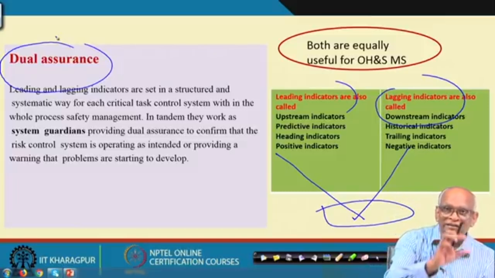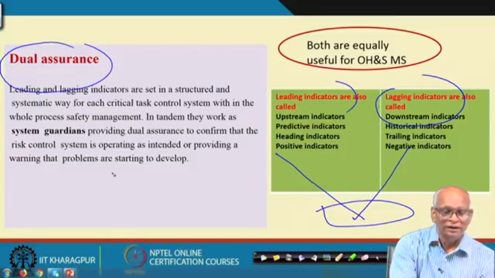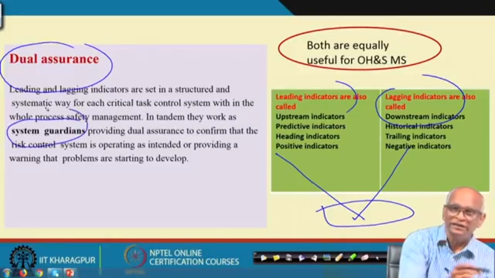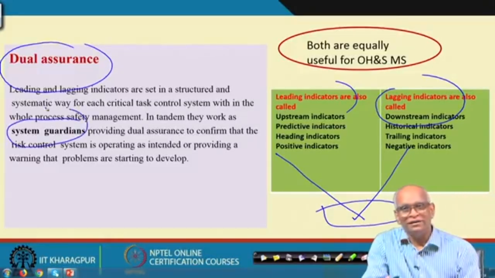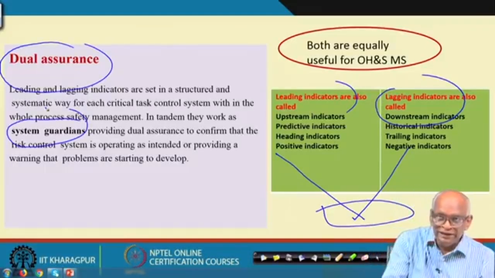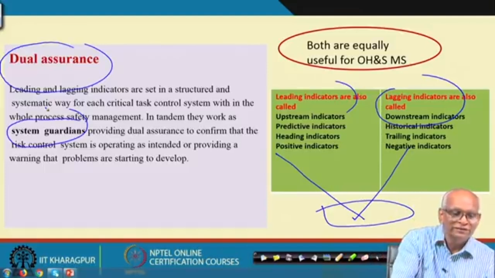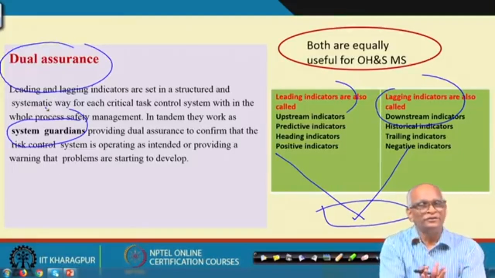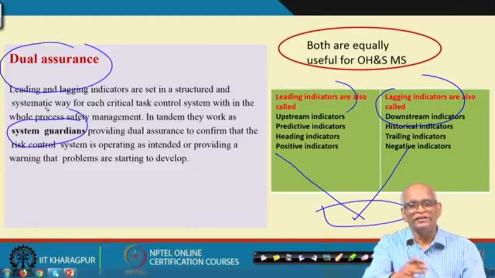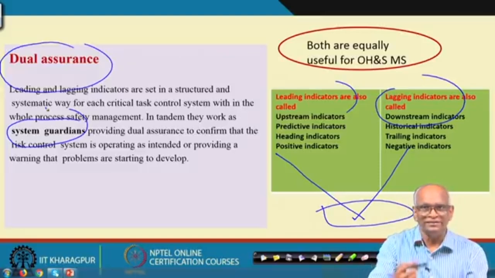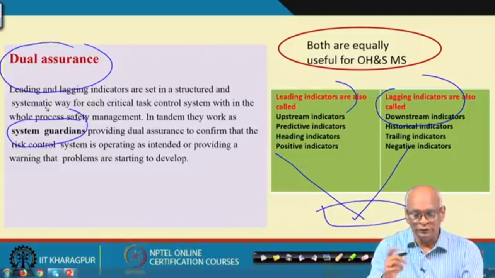People take these two, leading and lagging indicators, as system guardians. Who is a guardian? A guardian will help you, a guardian will guide you. So, these lagging indicators and leading indicators are taken as the system guardians. The combination of these two will make our intervention program. All the intervention programs, your strategies, you will do based on these things. So, this is the dual assurance system.